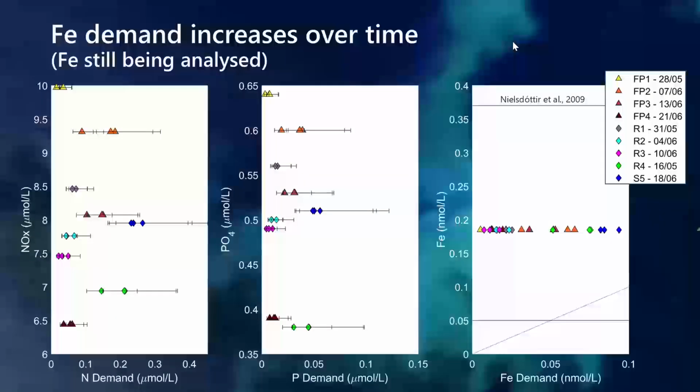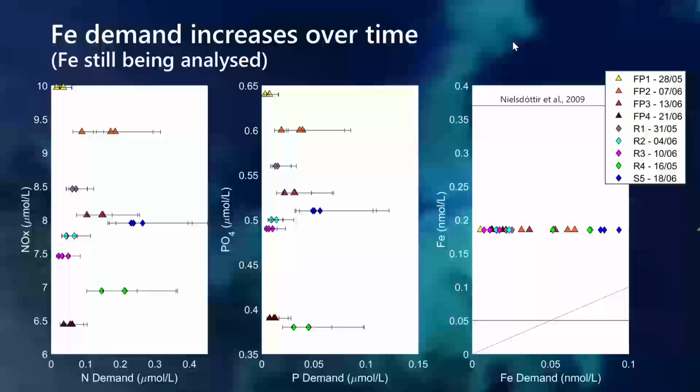And then finally, we look at iron. So we're still waiting for the iron to be analysed from these cruises, but we have this drawdown of iron. And these horizontal lines I've plotted are just a range that has been measured in a previous study in the Icelandic Basin. So at a stationary point, it looks like there's plenty of iron.